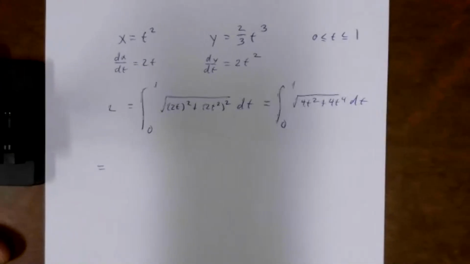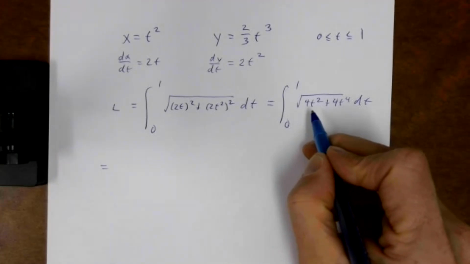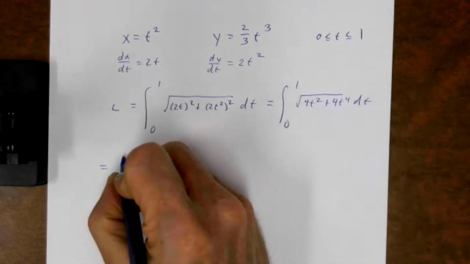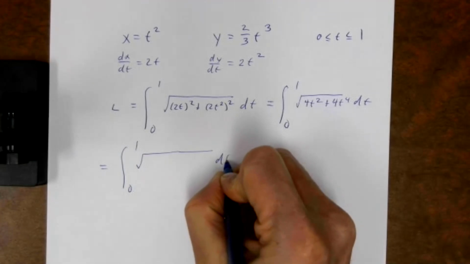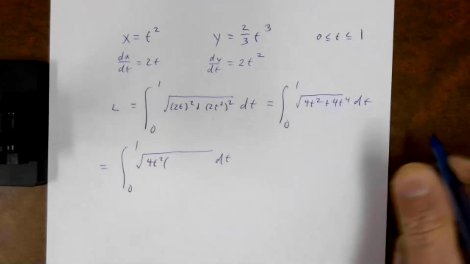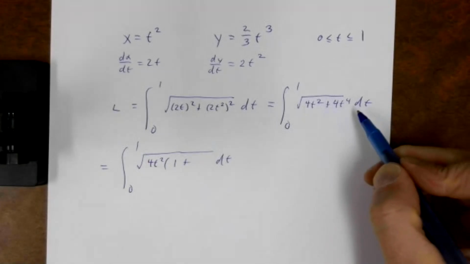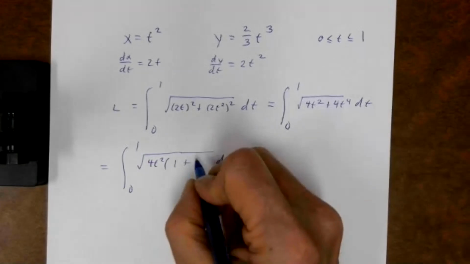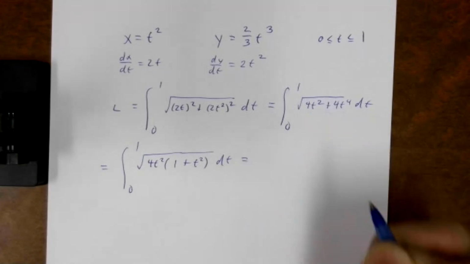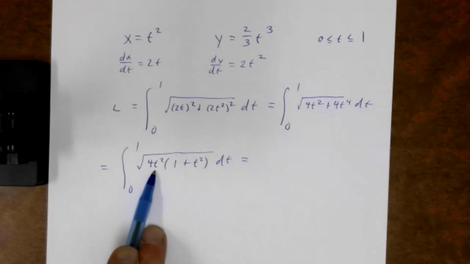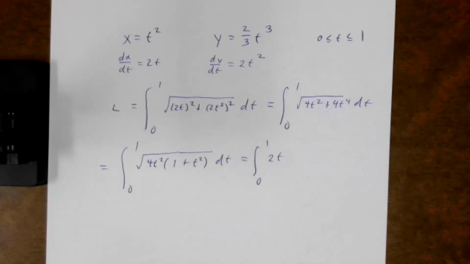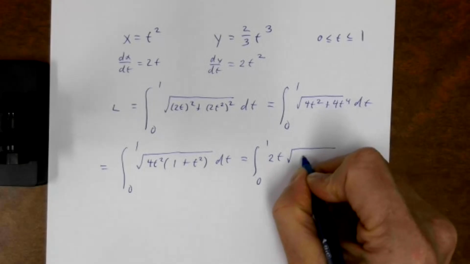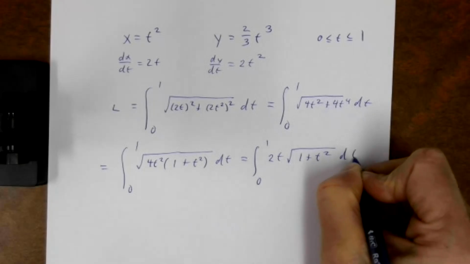Well, if you look at those two terms, you do have a common factor of 4t squared. So let's see what happens if I factor that out. Taking the inside of the square root and factoring out 4t squared leaves me 1 plus t squared. That works out well because now we can take the 4t squared out of the radical, since the square root of 4t squared is 2t. So now I have 2t times the square root of 1 plus t squared.